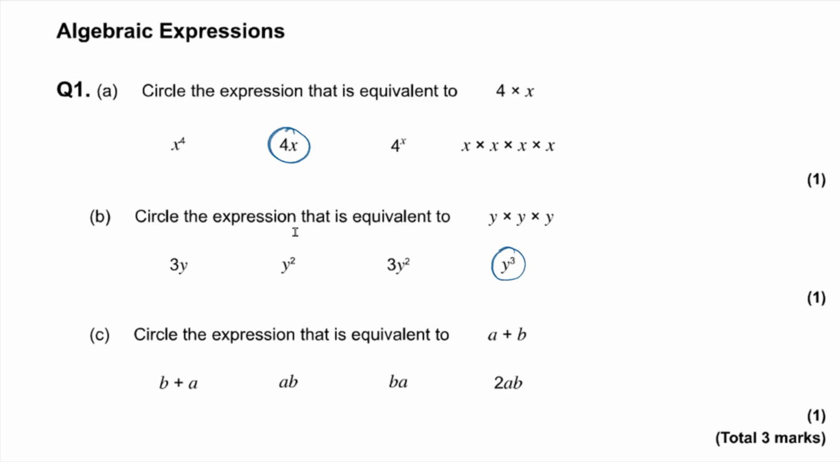And circle the expression that is equivalent to a plus b. Well, b plus a is, isn't it? It doesn't matter which way around you add things. b plus a is the same as a plus b, just like 2 plus 3 is the same thing as 3 plus 2. It's not the same as multiplying them together, and certainly it's not the same as multiplying them together and doubling it. So it's just b plus a.